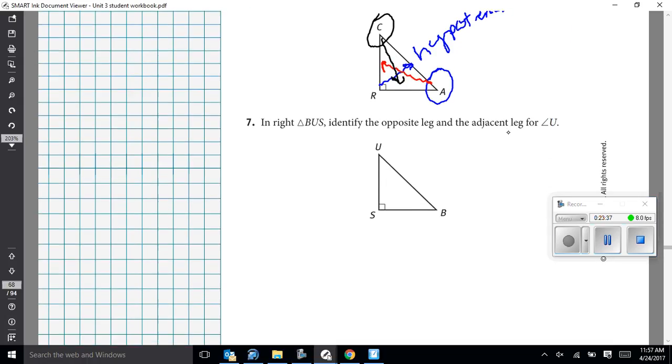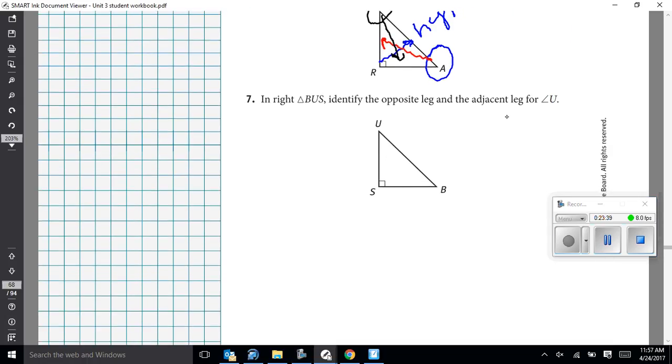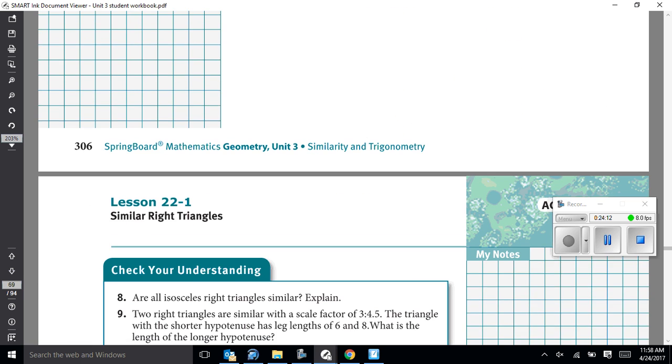All right. In right triangle BUS, identify the opposite leg and adjacent leg for angle U. So angle U is here. What side is angle U holding hands with? US. So the adjacent leg is US. And what's the opposite leg? Who is angle U waving to? It is waving to SB. All right, no questions there.